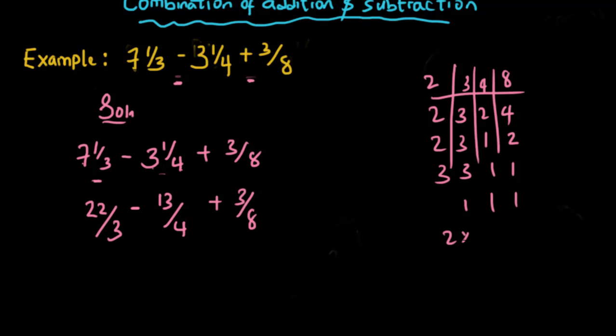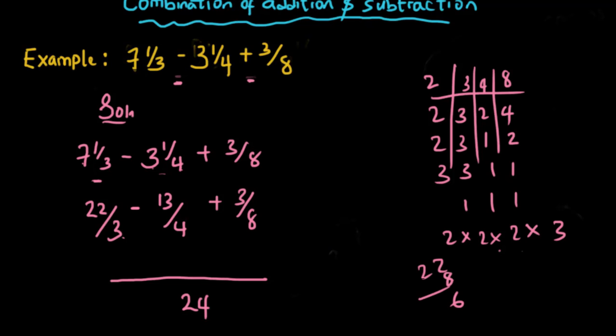So our LCM is 2 times 2 times 2 times 3. 2 times 2 is 4. 4 times 2 is 8. 8 times 3 is 24. So the LCM is 24. Next step is LCM divided by denominator times numerator. 24 divided by 3 is 8. 8 times 22. 8 times 2 is 16. 6 carry 1. 8 times 2 is 16. Plus 1 is 17. So we have 176.